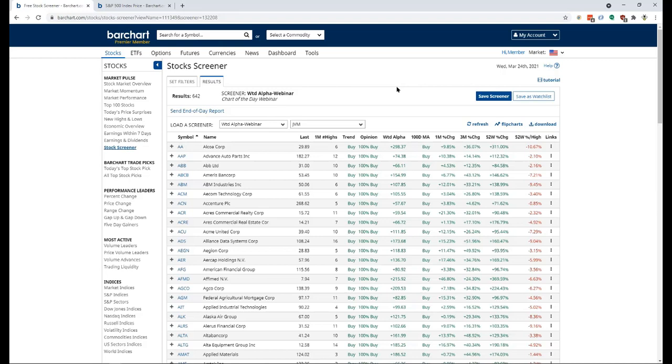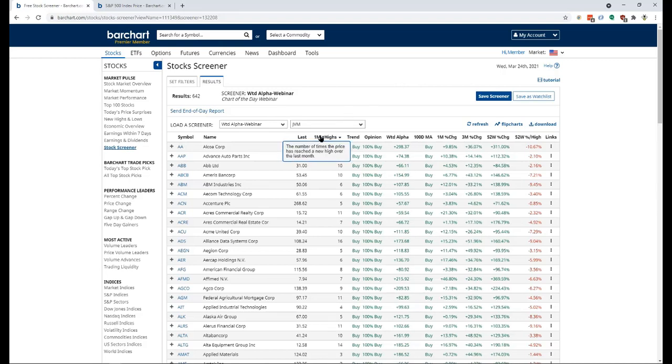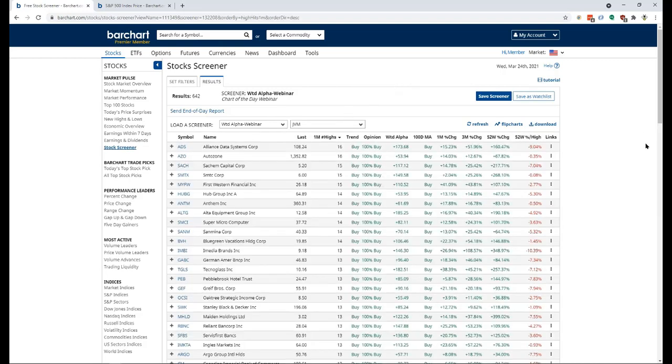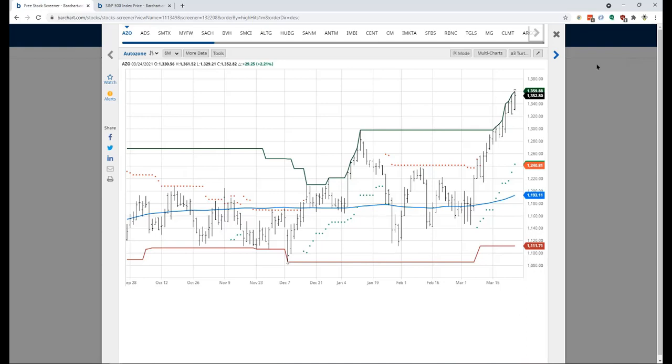And let's sort them again for the most highs. Again, there's 20 trading sessions in a month, so these are 16 out of 20. Now let's go to the flip chart, and you'll see a big difference between what we saw when we just used a random portfolio.